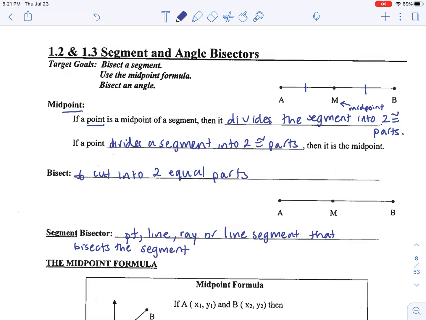So it's important to keep in mind informally that a segment bisector, kind of think of it as the knife. It's the thing doing the cutting.